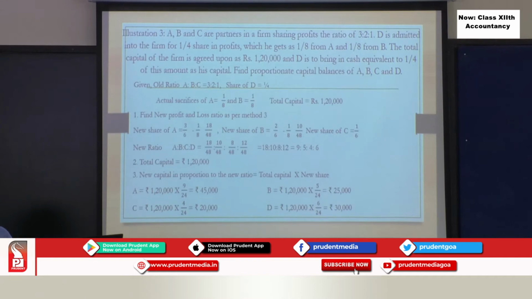The same calculations are shown on this slide. You can have a look. The new ratio that we calculated is 9 is to 5 is to 4 is to 6. The total capital is given. This total capital we have to divide in the new ratio. So, we are getting 45,000, 25,000, 20,000 and 30,000 as capitals of the partners in proportion to their new profit and loss sharing ratio. Let us go to another question.